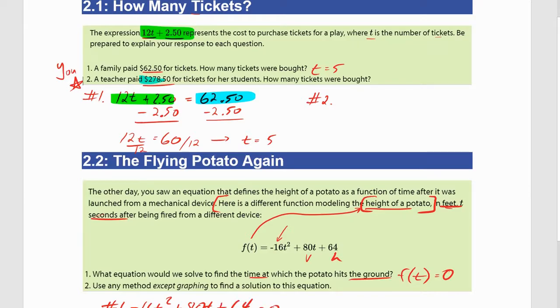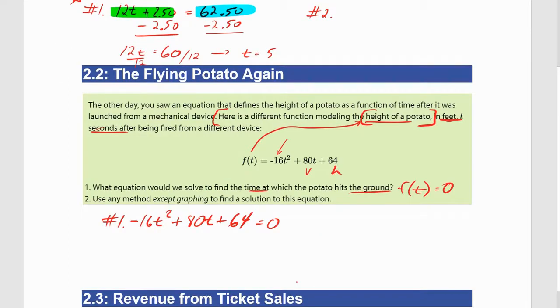Now use any method except graphing to find a solution. So I'll tell you what, go ahead and try that one. Go ahead and pause the video and try to solve for t. Try to get t equals some number. Go ahead. Okay, so hopefully you've realized how exhausting this could be. Some of you may have subtracted the 64 over. You could have done that.